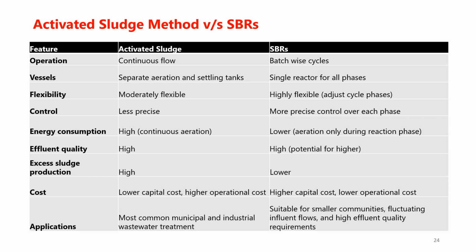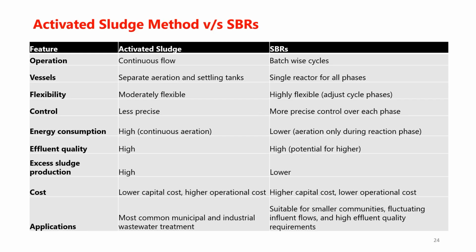From the point of view of energy consumption, activated sludge requires very high energy because of the continuous aeration, but in SBR the energy consumption is lower because aeration takes place only during the reaction phase. Then we have the effluent quality, which is high for both, and in the case of SBR there is potential for higher quality.